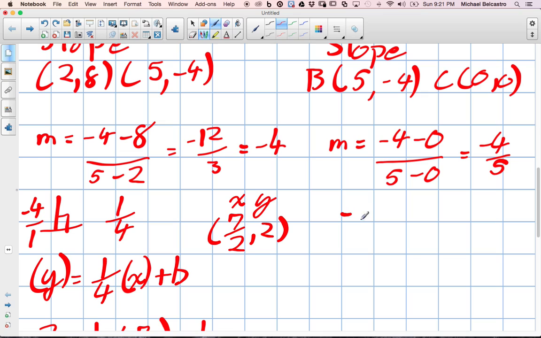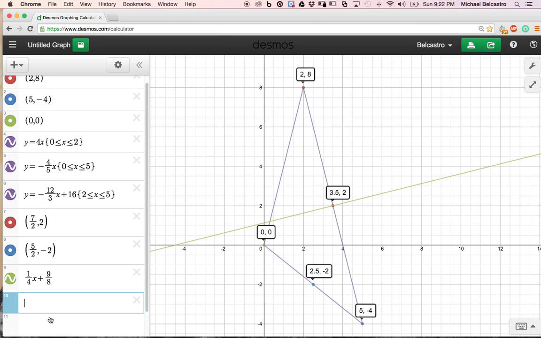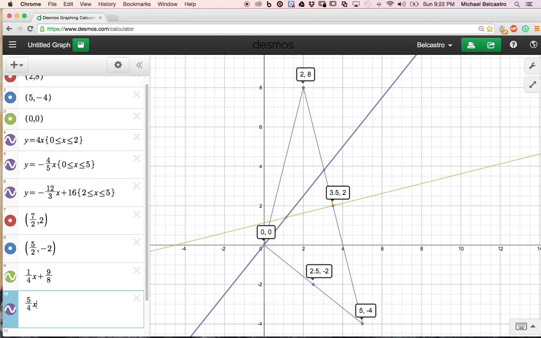And we need to find the negative reciprocal of negative 4 over 5, so that it's perpendicular. The negative will end up being positive, and it's going to be 5 over 4. So our line is going to read y is equal to 5 over 4x, and we just have to figure out what the b is. So I'll type that in again.